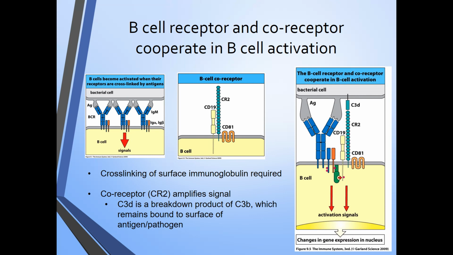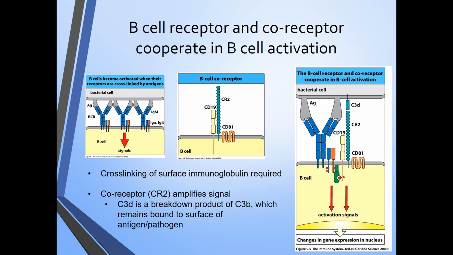So basically, the B cell receptor and the co-receptor cooperate in B cell activation. The B cells become activated when the receptors are cross-linked by antigens. So you can see it's not simply an antigen binding to the B cell receptor. It's multiple receptors on the surface of the B cell that are being engaged simultaneously. They're getting cross-linked, and that sends a signal to the cell.